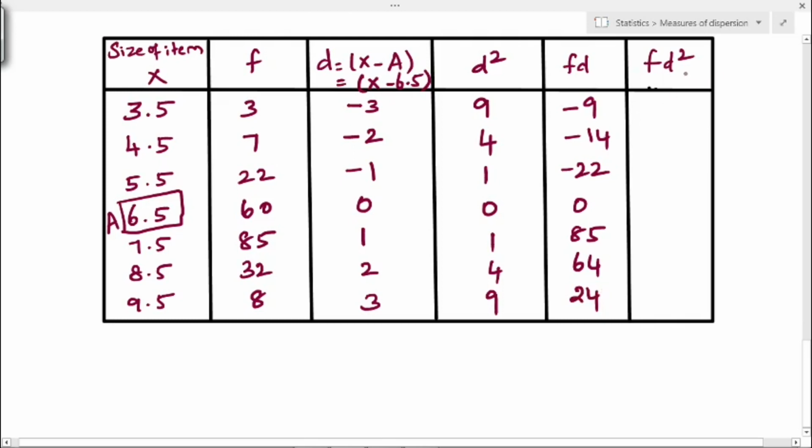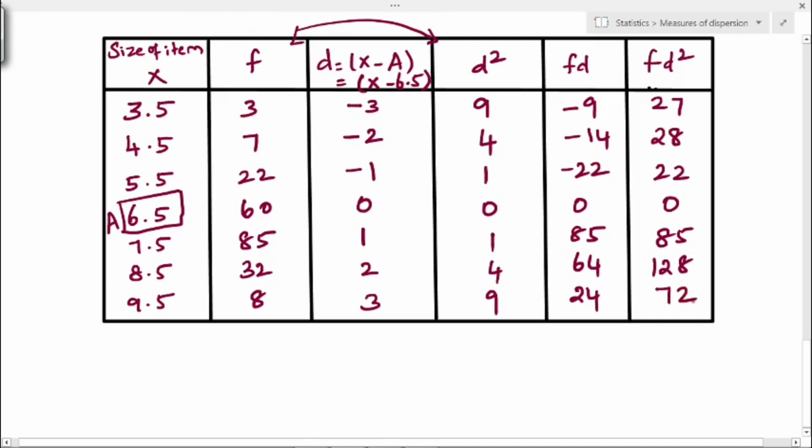Next we have to find f into d square. See here we have f into d square, not fd square. You are not supposed to square the values of fd. So this is f into d square. So we have to multiply these two values, f and d square values. Okay. So 3 into 9, that is 27. Next 7 into 4, 28. Next 22 into 1. Next 60 into 0, 85 into 1. Next 32 into 4. And last one is 8 into 9.